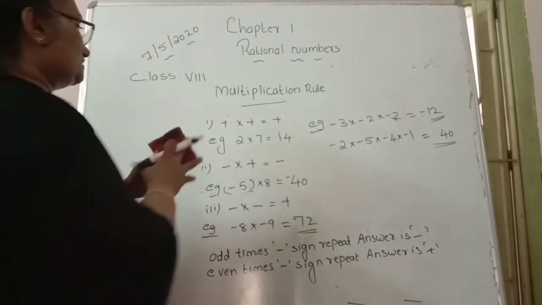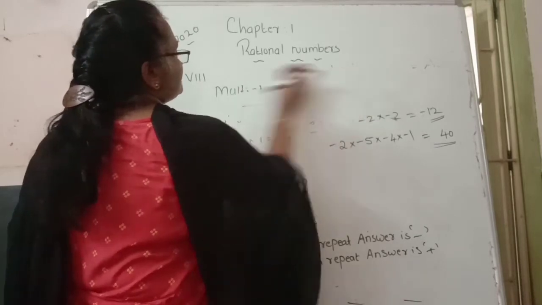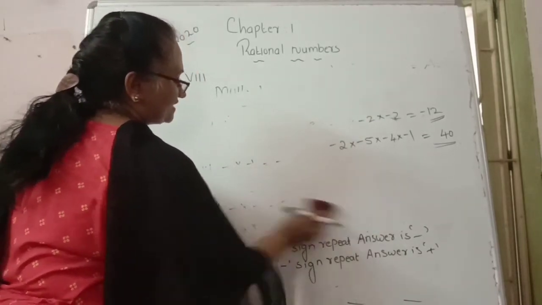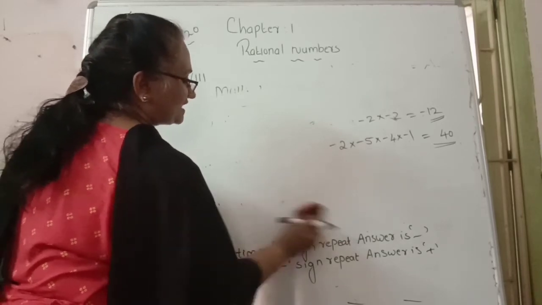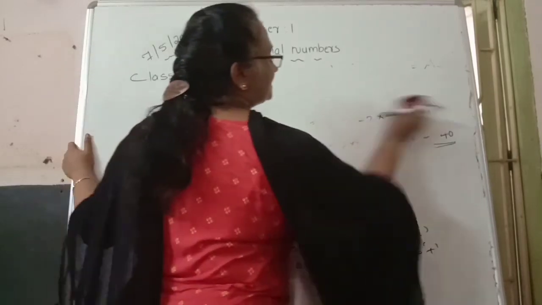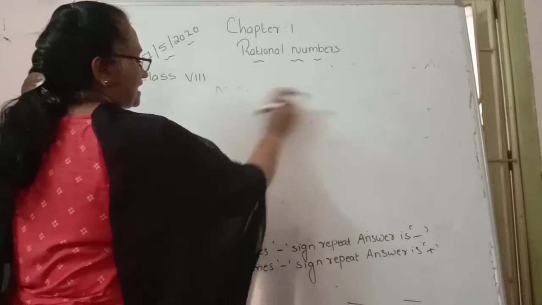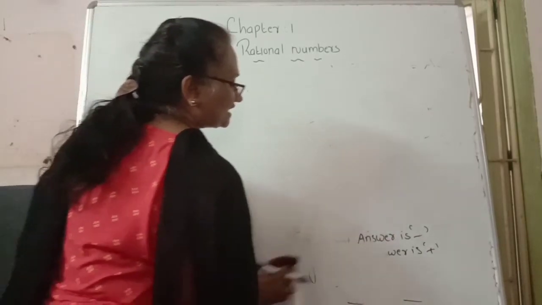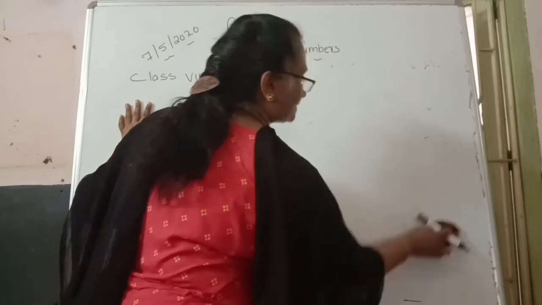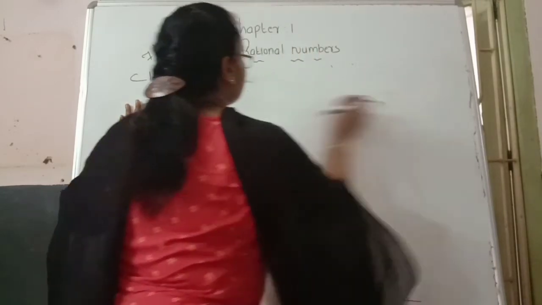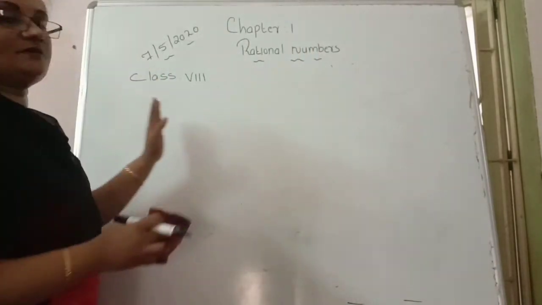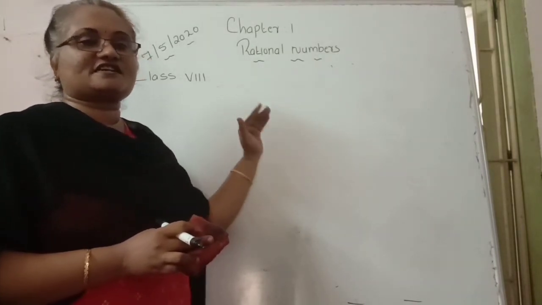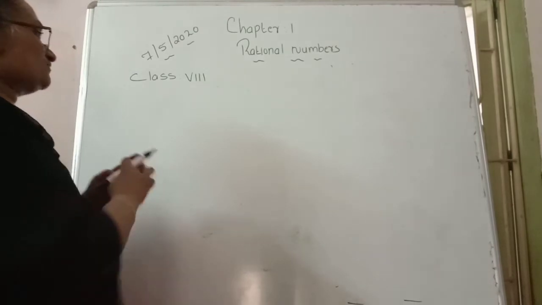Then next, the subtraction case is the same as our addition: minus of minus changes to plus, and we do the answer the same way. Then the division case is the same as our multiplication rule only. Then the next question, the remaining part, we can discuss in more detail in the exercise.